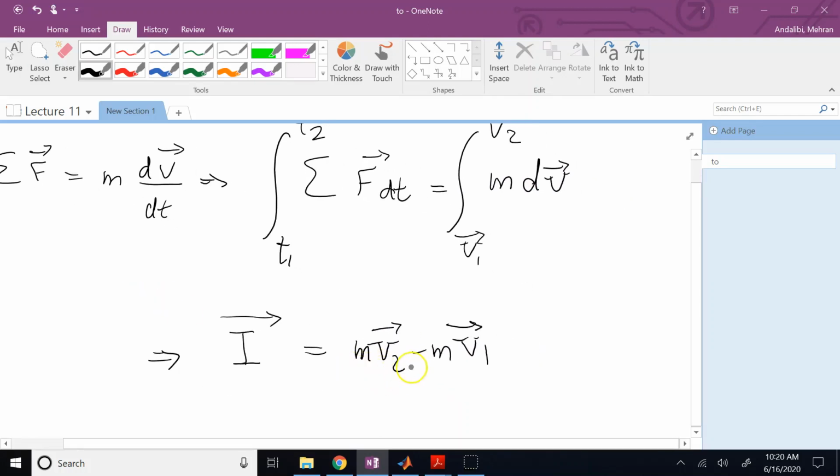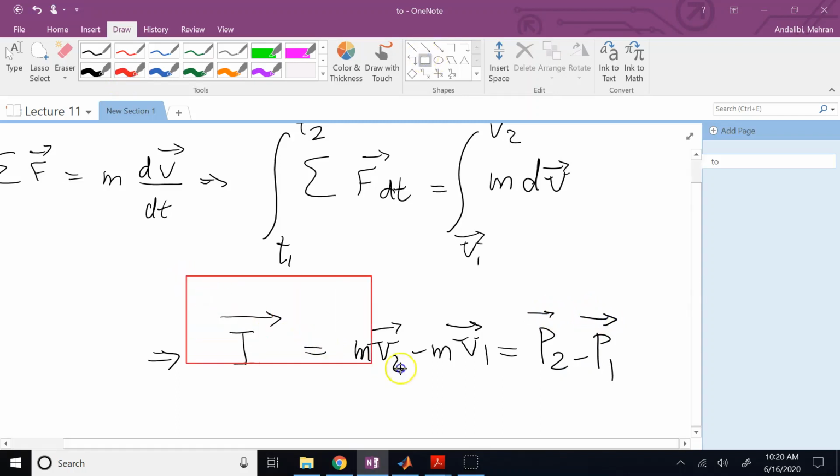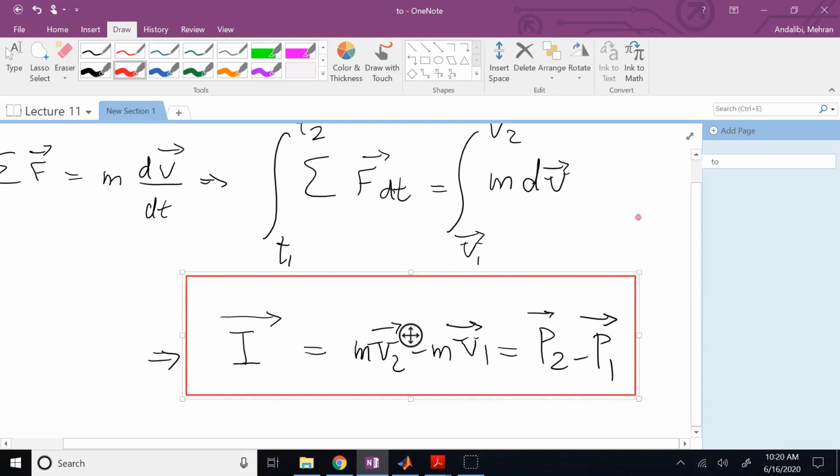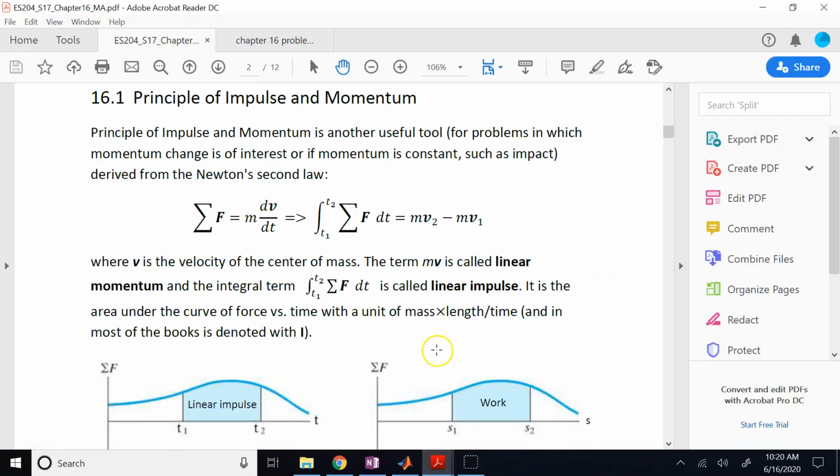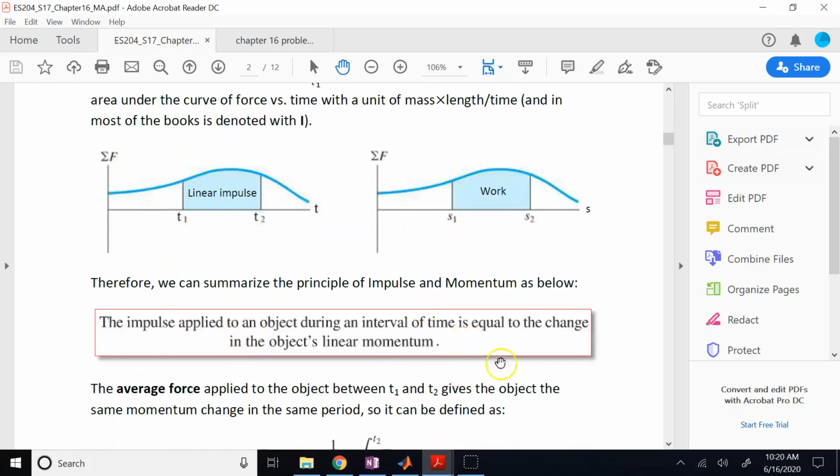And so if you remember this mv, we call it either p or l, linear momentum. So it is going to be p2 minus p1. So this principle says that the linear impulse applied to a particle is equal to its change of linear momentum, and this is what we call principle of impulse momentum, which you can see here.